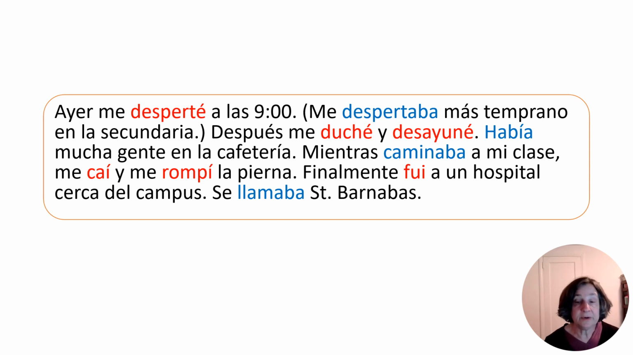So in a narrative, you're normally going to be combining the pretérito and the imperfecto in order to put together this picture of what were the events that were happening and what was background information and description that provides additional details. So let's look at how our little story comes together. Ayer me desperté a las 9. That's the first thing that happened. Me despertaba más temprano en la secundaria. That's some background information about how my sleep patterns used to be.